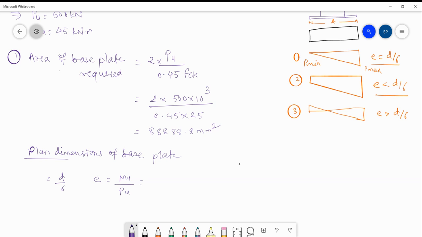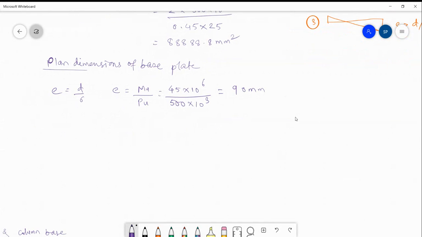So e equal to Mu divided by Pu. Mu is 45 into 10 raised to 6 divided by Pu value, which is 500 into 10 raised to 3. So this comes out to be 90 mm. From this, D will be 6 into e. So 6 multiplied by 90, which will be 540 mm. So one dimension or width of this plate comes out to be 540.